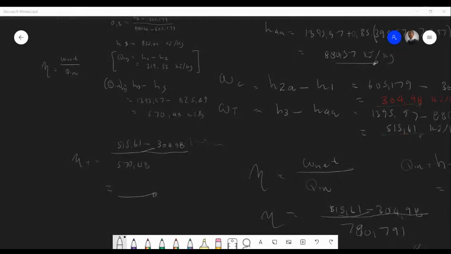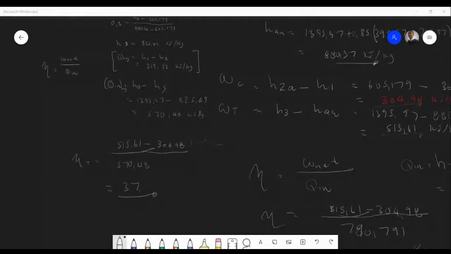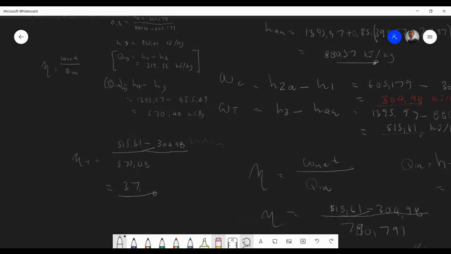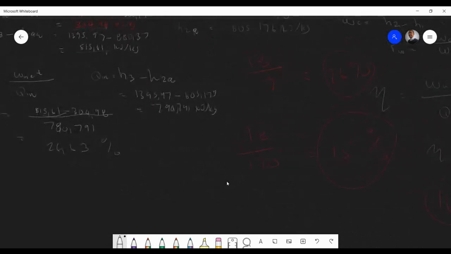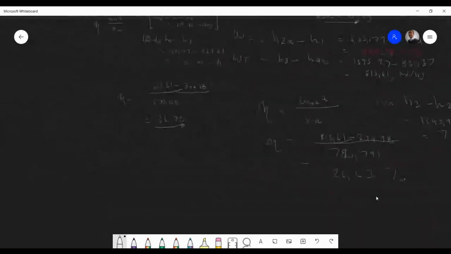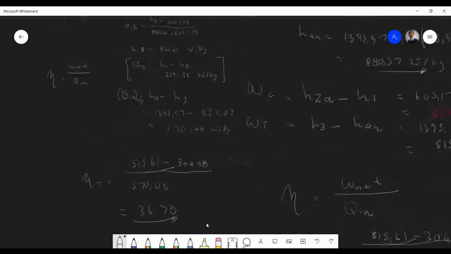So what is my new thermal efficiency? Yeah, 37.8. Okay, that looks good. 36.78, sorry. So if we look at our previous efficiency, it was 26.63, and as you can see, we've got an increase of around 10% due to adding our regenerator.